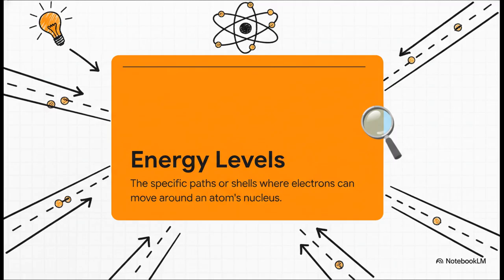Well, he basically said, hey, what if the electrons aren't just randomly swarming around like angry bees? He proposed that they were locked into specific, defined paths, kind of like planets orbiting the sun. He called these paths energy levels, and let me tell you, this idea was a total game changer.